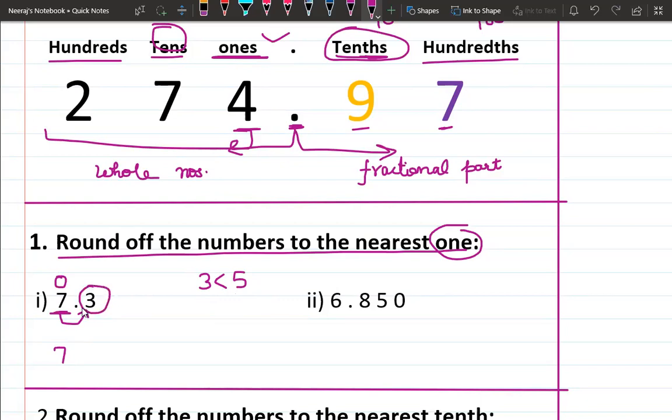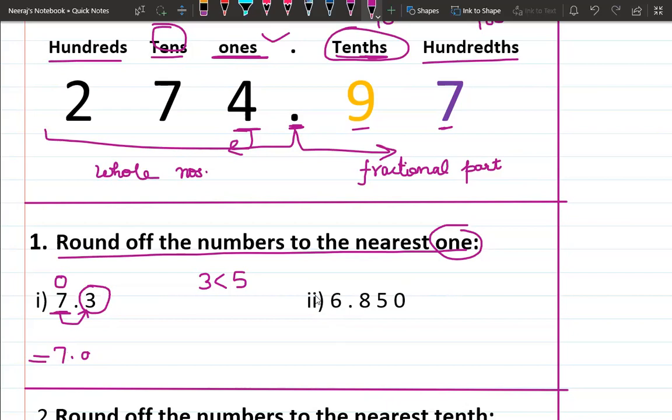So that number will be replaced with 0, and in between there is a dot. So you have to put the decimal point and the ones place digit will remain same. Your answer will be 7.0, and we have rounded the decimal number 7.3 to the nearest ones, and it will be 7.0. Okay, let's try one more question.